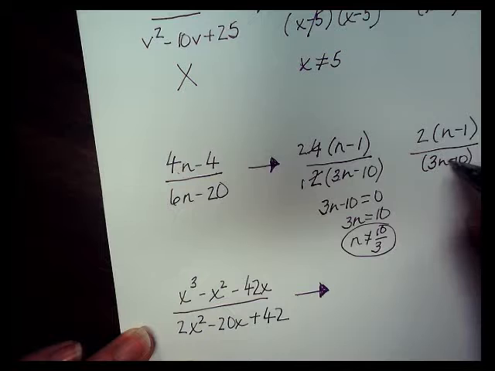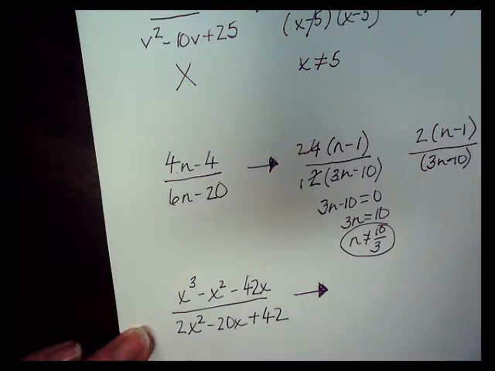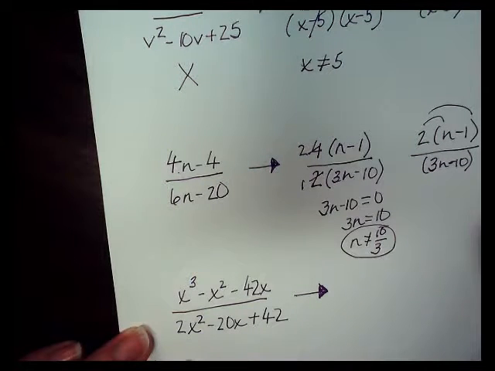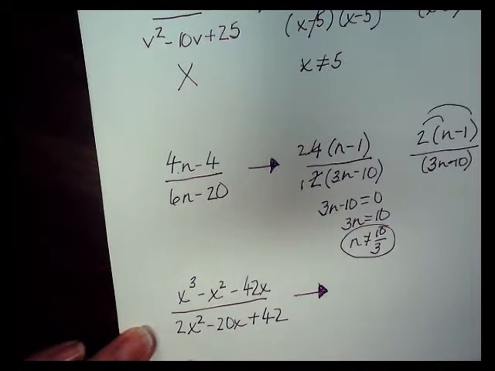You might also see this written like this. They might actually do the distributive property there, so it'd be 2n minus 2 over 3n minus 10. Please keep the parentheses around that so you know you can't separate it. All right, last one. This is a toughie.